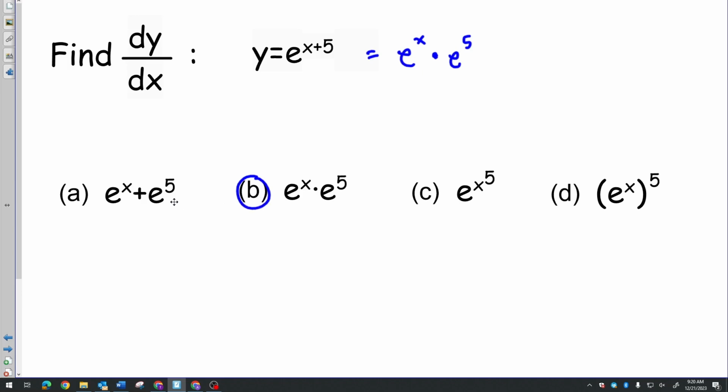It's not any of these other ones, okay? This one probably is the most common wrong answer right here. If you add these together, you can't do anything. This is just stuck the way it is. But this expression here can be simplified to that. All right, so make sure you know that, and we're going to be using that in a few minutes.